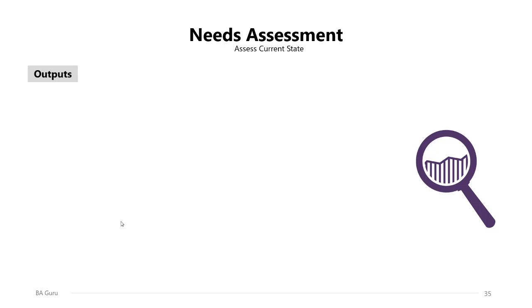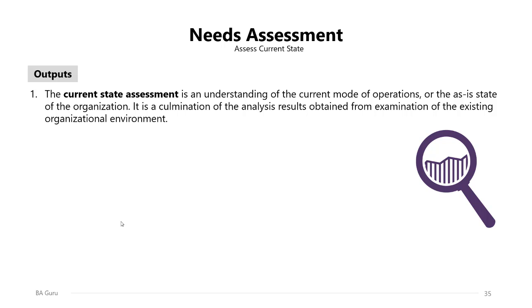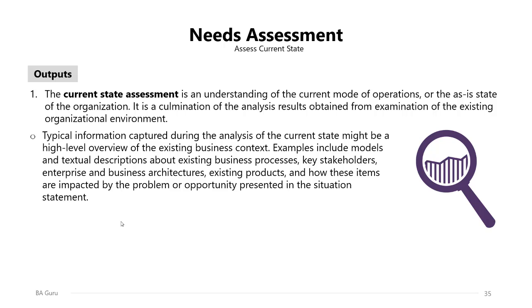organization. Now, what are the outputs, or what is the key output of assessing the current state? We will have the current state assessment, which can be defined as an understanding of the current mode of operations, or the as-is state. This is the popular name or term used for the current state assessment. It's the as-is state of the organization. It's a culmination of the analysis results obtained from examination of the existing organizational environments. The as-is state of an organization.